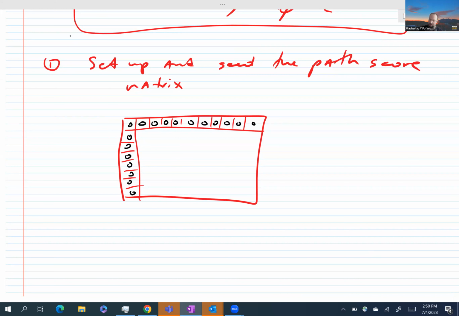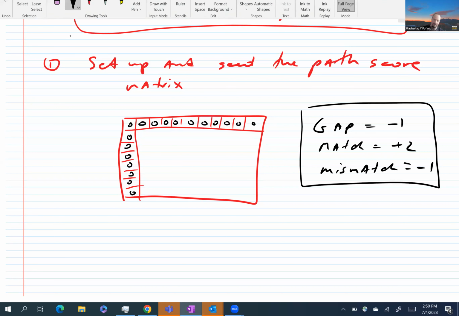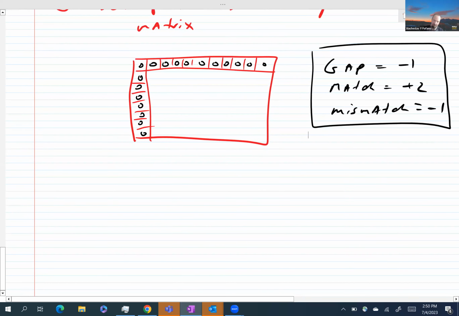Again, in this particular case, let's say gap penalty score is -1, match is +2, and mismatch is -1. Okay. So step 1, so far, is essentially identical to the Needleman-Wunsch, except we have zeros instead of ever increasing negative values for the gap penalty.